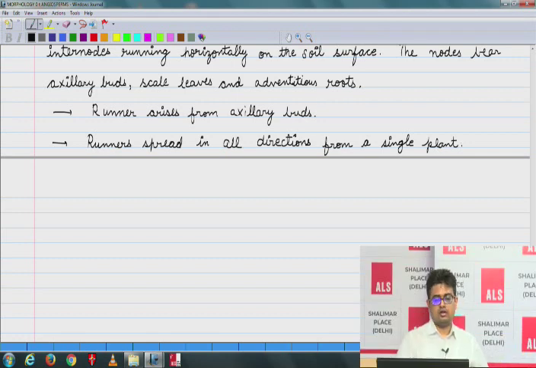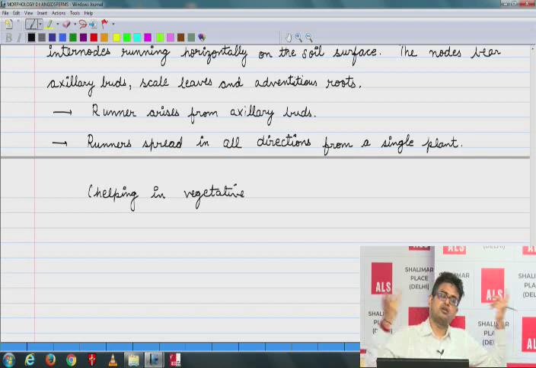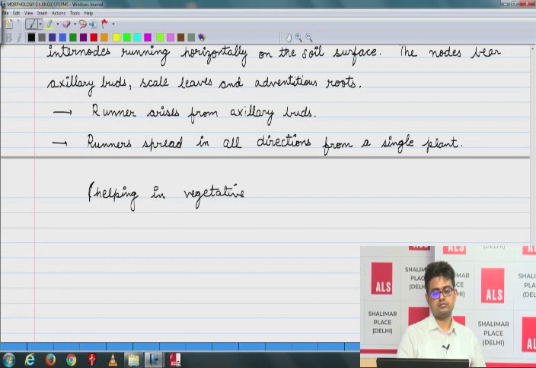Okay, and helping in vegetative propagation. But this also means that they are very, very difficult to remove. For example, if you cut all the grass, it will grow again. You take out all the soil. If even a single runner survives, it will grow again and cover the whole surface of the soil. So once it is growing, it is very difficult to remove. Helping in vegetative propagation.